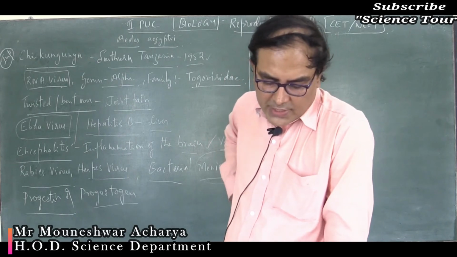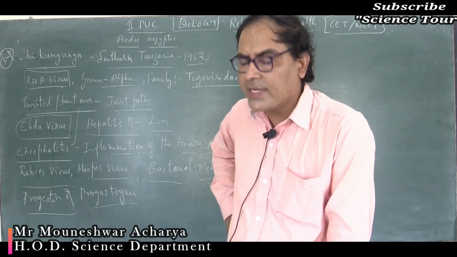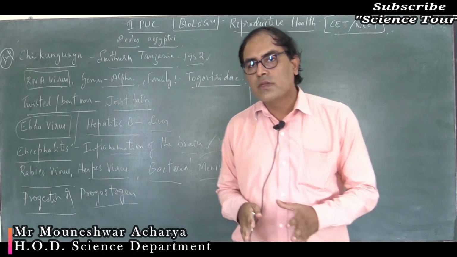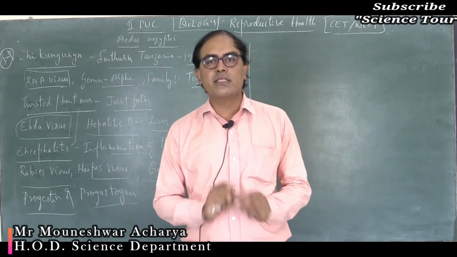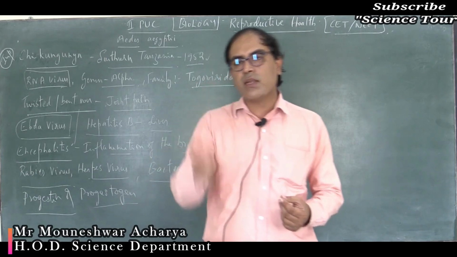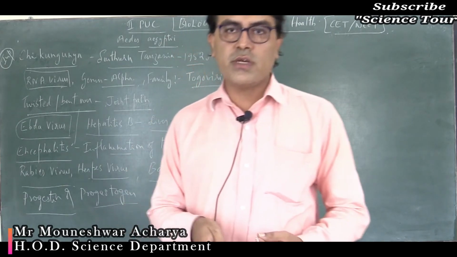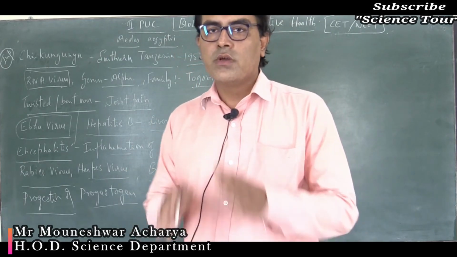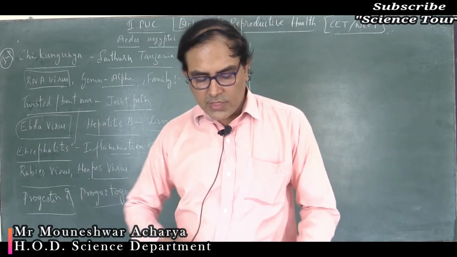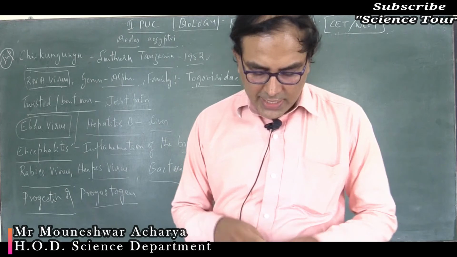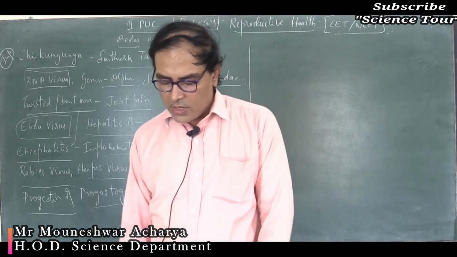Which of the following is incorrect regarding vasectomy? Vasectomy means cutting surgically the vas deferens, the spermatic duct, and tying it so that the sperms cannot enter further into the urethra. That is vasectomy. It is done in the male. So here the vas deferens is cut and tied. That is the right option. Option 1.